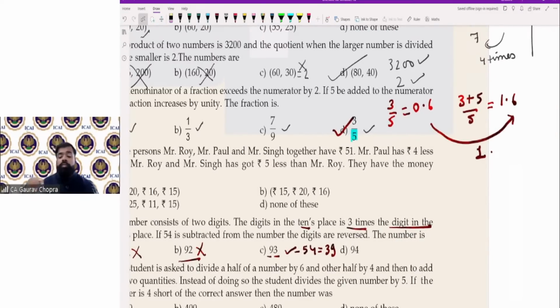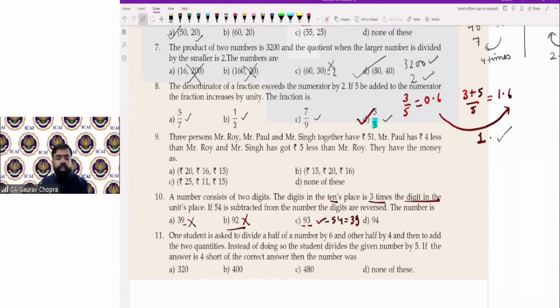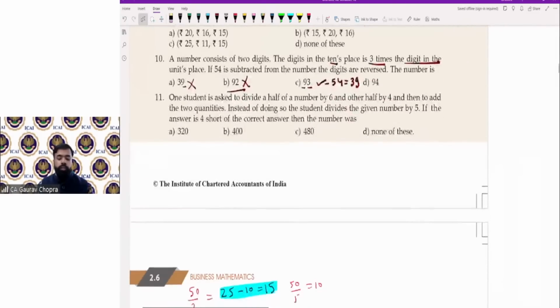तो ऑप्शन नंबर D में हमने 3/5 पुट किया, that means originally it was 0.6। Now जैसे आपने 5 प्लस किया, it is becoming 1.6, so number is increased by 1, so this condition is verified. Okay, so 9th is very easy, you can try with option, no need to worry.